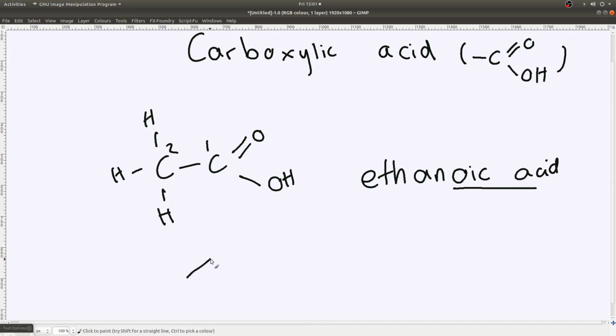Of course, I could have drawn that with a skeletal formula, which would have looked like that. 1, 2 carbons, that second carbon with a double bond to an oxygen and an OH group.